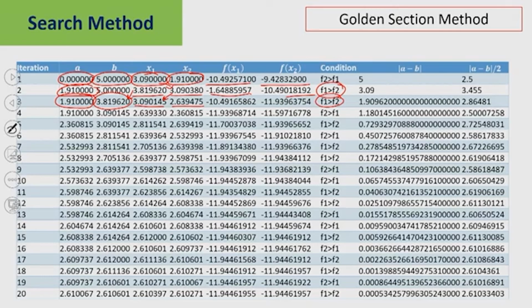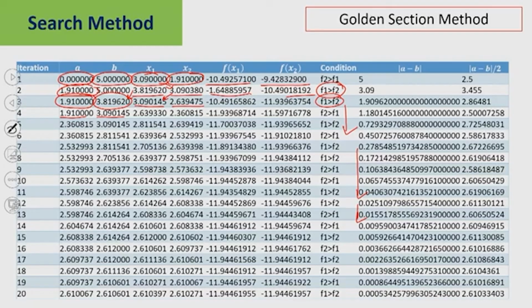So, accordingly you will change your upper bound and lower bound, and if you just see, this is iteration 3, 4, then 5, 6, something like that. So, I have done it up to 20th iteration, and you can see that the error is decreasing. Okay, distance between A and B is decreasing, and once it is reaching your desired precision, okay, you can terminate.